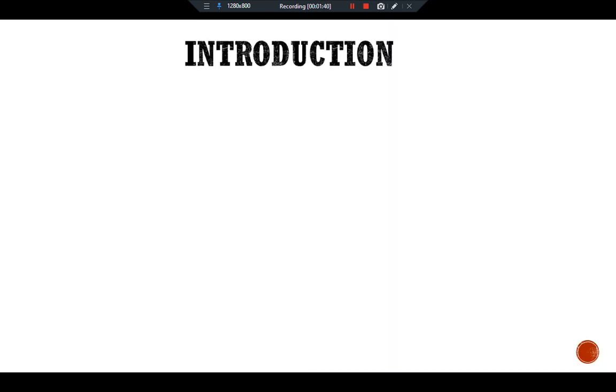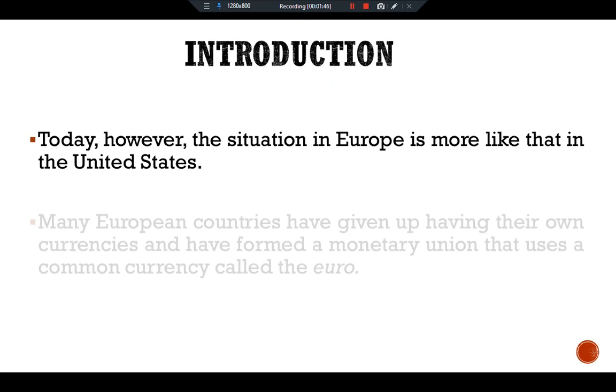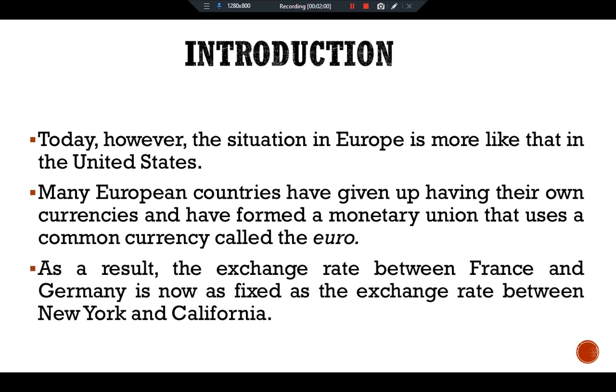But today, however, the situation in Europe is more like that in the United States. Many European countries have given up having their own currencies and have formed a monetary union that uses a common currency called euro. As a result, the exchange rate between France and Germany is now as fixed as the exchange rate between New York and California.